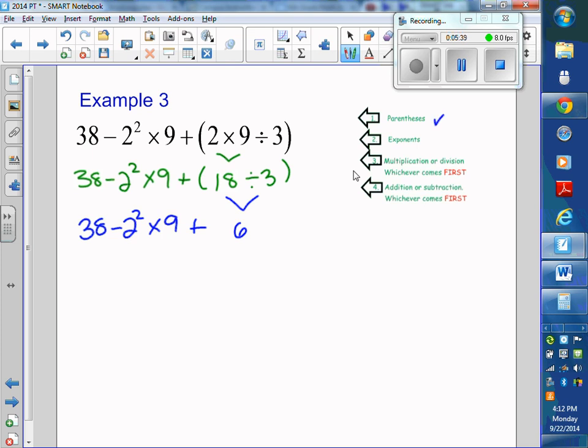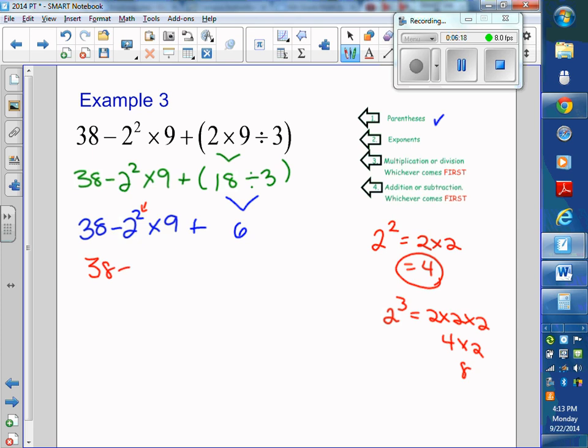Parentheses are done. Now we're going to do exponents. Exponents are those little superscript numbers right there. Remember exponents, 2 squared is just 2 times 2, which is 4. If you get 2 cubed, just to show you the difference, it would be 2 times 2 times 2, which is 4 times 2, which is 8. So exponents work that way. In this problem, we just have 2 squared. So as you see, 2 squared is 4. So I'm going to do 38, take away 4 times 9 plus 6.